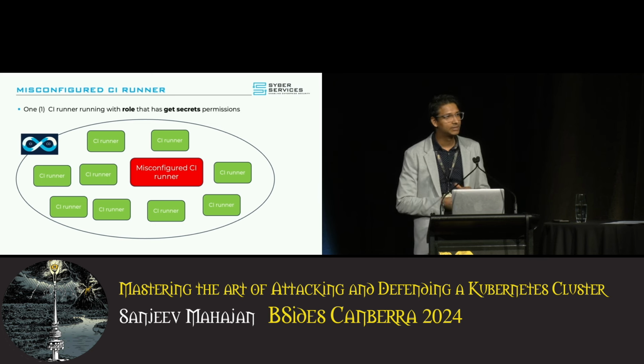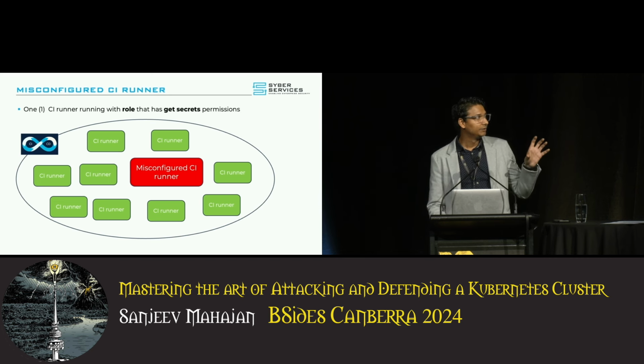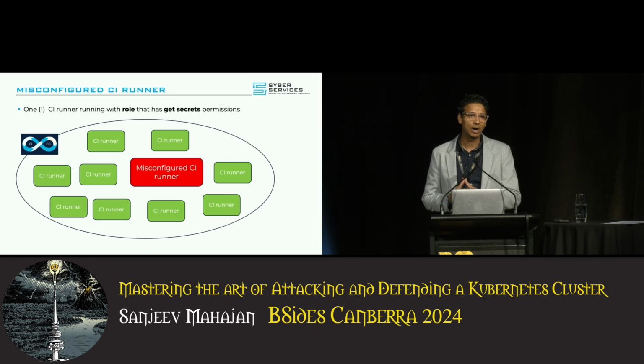So what we saw was that, again, in the series of CI/CD repositories, there were a bunch of CI runners running, and one misconfigured runner caught our attention, which was running with a permission called get secrets. I'll tell you in detail how this was misconfigured, but for now, this get secrets permission was allowing that runner to get secrets in the production and non-production environment, and we had to somehow get the CI runner's access token.